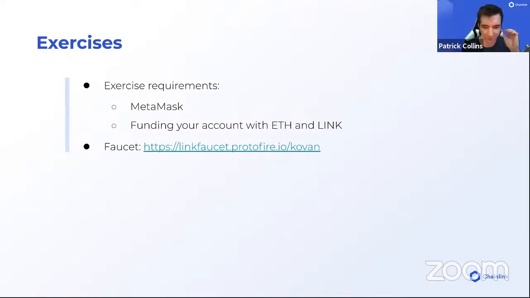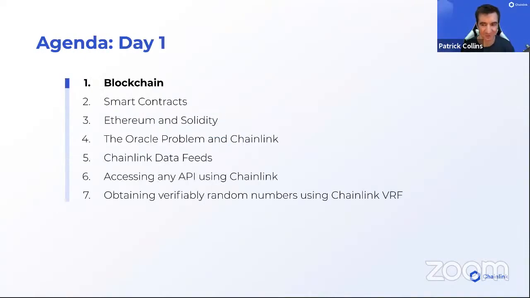Yeah, and just a quick note on the faucet. So just quickly, here's the day 1 agenda. We're going to talk about blockchain. We're going to talk about smart contracts. We're going to talk about Ethereum and Solidity, the Oracle problem and Chainlink. We're going to go into price feeds, how to access APIs, and how to get a random number in your smart contract.